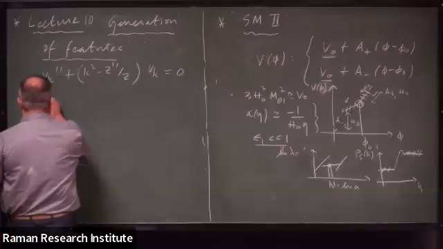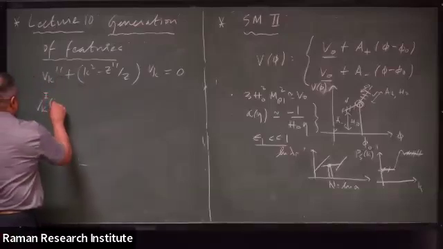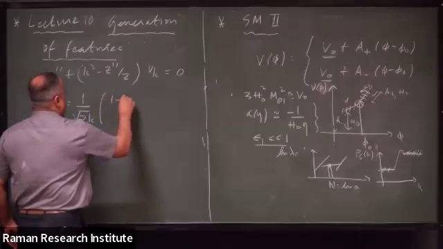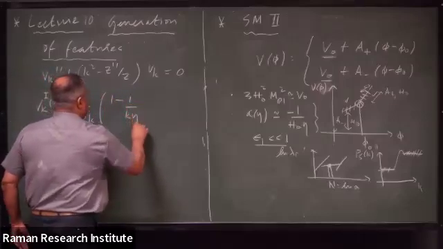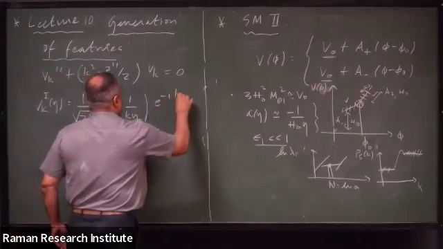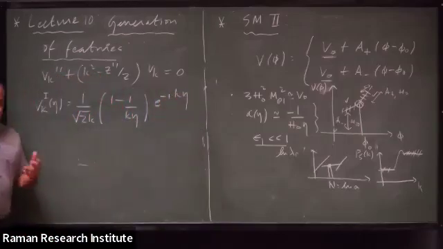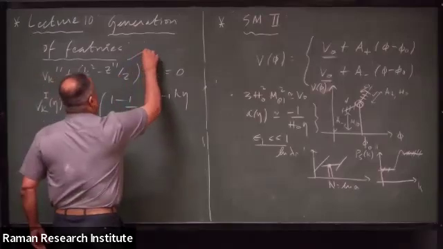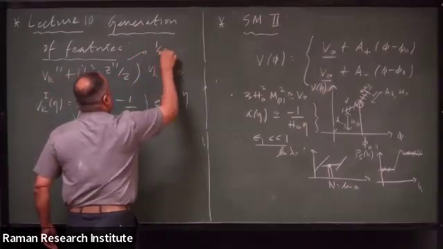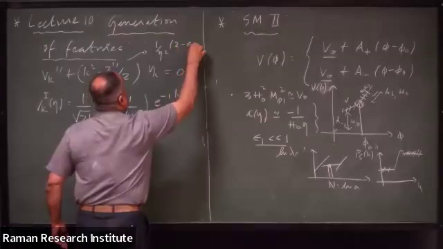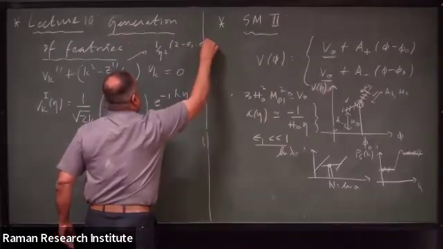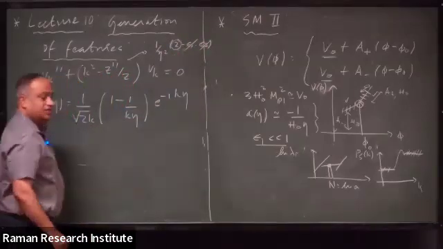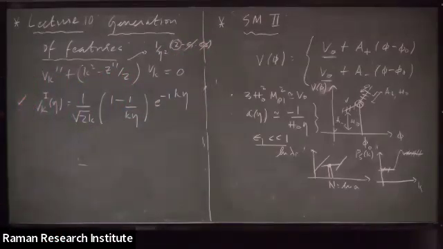So during the initial stages, let me call this v_k1 of eta, the solution is given by 1 over root 2k, times 1 minus i by k eta, times e power minus i k eta. This is the famous de Sitter solution. If you recall, z double prime by z was 1 over eta squared times 2 minus epsilon 1, something involving epsilon 2, etc. I've ignored this and I've retained 2 by eta squared, in which case the solution is of this form.